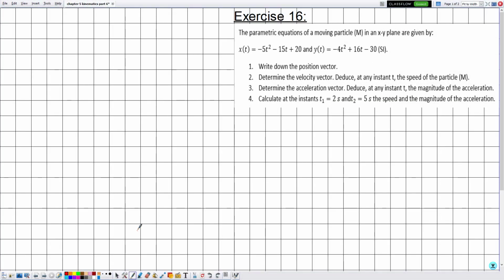Okay, hello everyone, in a new video. So we have reached part 6 of chapter 5, which is the chapter of kinematics for grade 11 students. In this part we are going to solve some exercises. Let's start with exercise number 16.